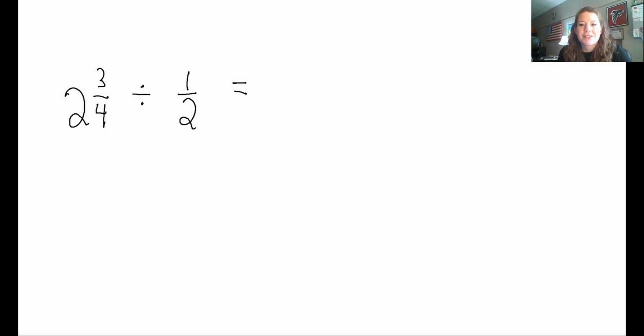All right, you cannot divide mixed numbers. You have to turn them into improper fractions. So how do we turn them into improper fractions? We're going to go around the world. We're going to multiply 4 times 2, and then we're going to add 3. We're multiplying, and up here at the top, we're adding. So 4 times 2 is 8, plus 3 is 11. Do it again. 4 times 2 is 8, plus 3 is 11, and our denominator stays the same. So 2 3/4 becomes 11/4 divided by 1/2.